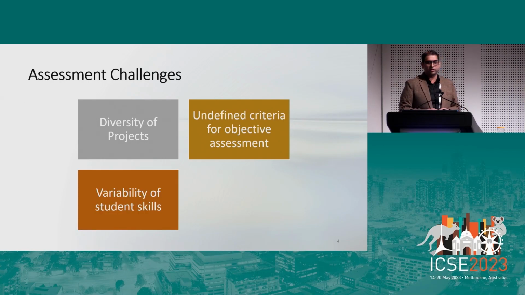Variability of student skills. So students show different kinds of agency, independence in the research project, so how do you include that into your assessment criteria?